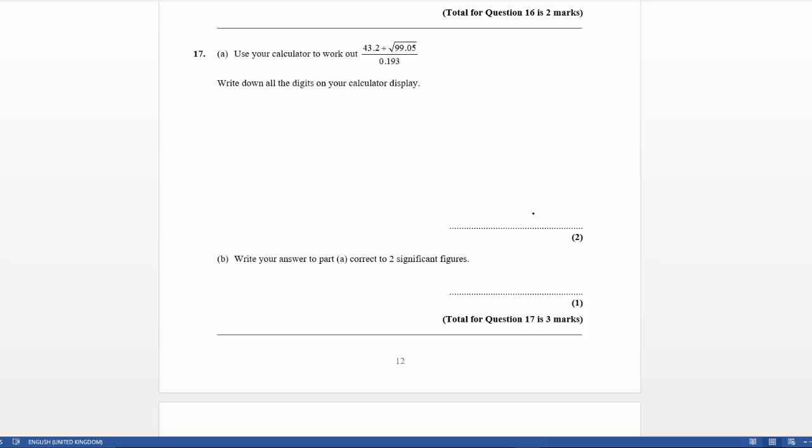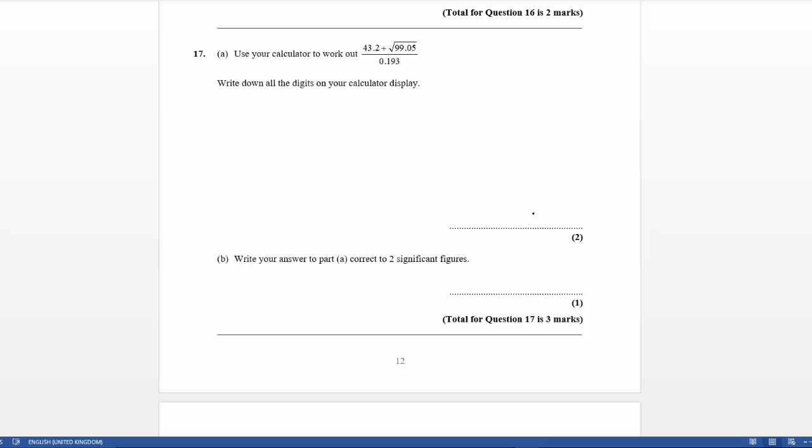Next question. Use your calculator to work out 43.2 plus the square root of 99.05 divided by 0.193. Write down all the digits on your calculator display. Nice easy 2 marks to achieve doing this. All you need to do is just enter these into your calculator. Hopefully you all have a scientific calculator.